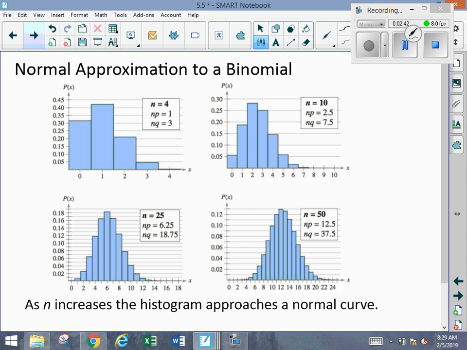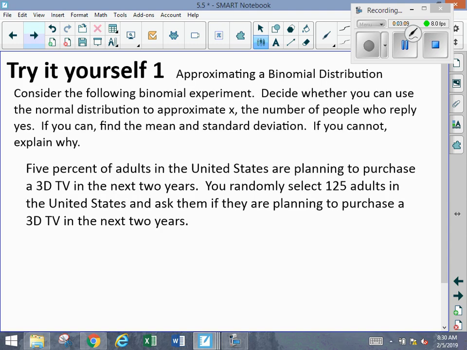All right, so we're able to approximate a binomial distribution as a normal distribution when our sample size, n, is large enough. You can see that as your sample size gets bigger, it looks a lot more like a normal curve. And that is what this graphic is telling us. All right, so let's go ahead and do this.